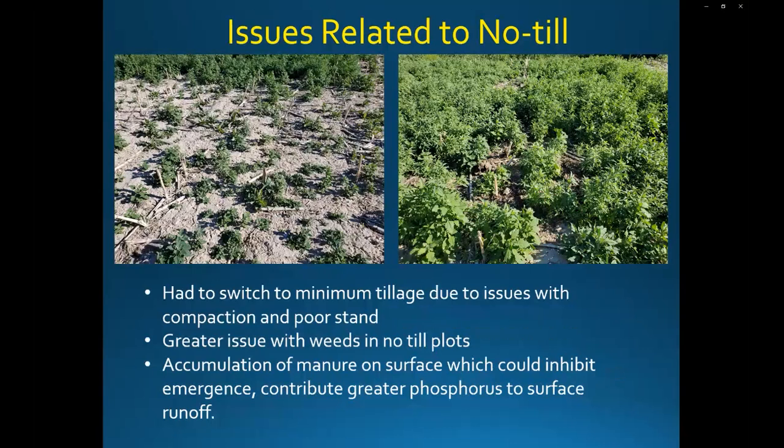We had some issues related to the no-till. We had to switch to minimum tillage, mostly due to compaction, and we were having problems with the planter, so we had to go to strip till. We definitely saw more weeds in the no-till plots, and that accumulation of manure on the surface could be a problem if you have salt issues, which could inhibit emergence, and it could also contribute to greater phosphorus runoff due to surface runoff from the fields, because that manure is just sitting on the soil surface since it's not incorporated.